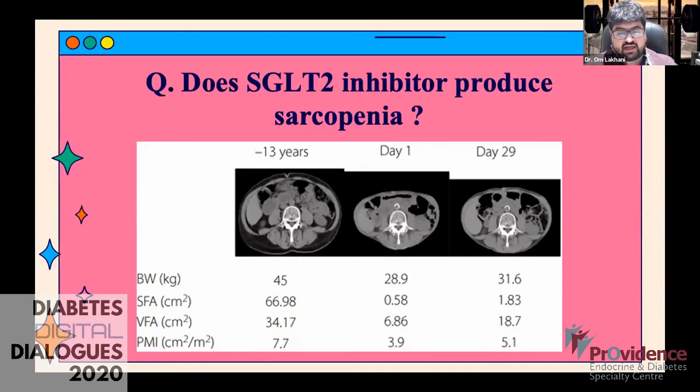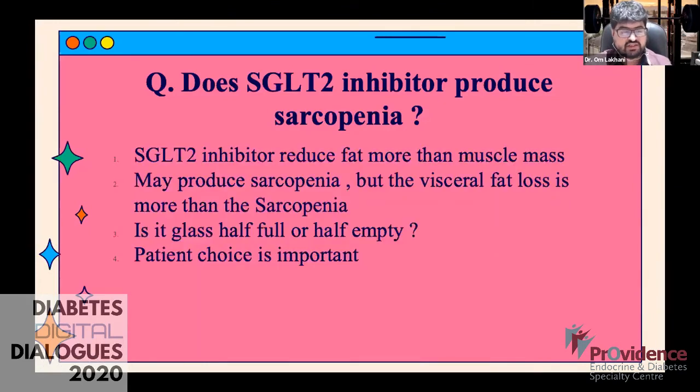So I think it has sort of a multi-pronged effect. When the SGLT2 inhibitor was stopped, of course, there was a restoration of a lot of things, including the muscle mass. So the criticism is perhaps not wrong that SGLT2 inhibitors lead to reduction of muscle mass. Now, SGLT2 inhibitors reduce fat more than muscle. So overall, if you see a sarcopenic obese patient, the patient may actually benefit, because the muscle mass also reduces, but the fat reduces more. So it's like the classical debate of glass half full or half empty. The patient's choice is, of course, very important.